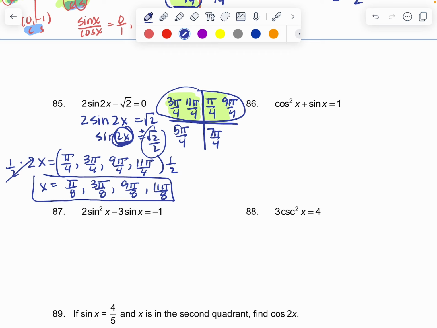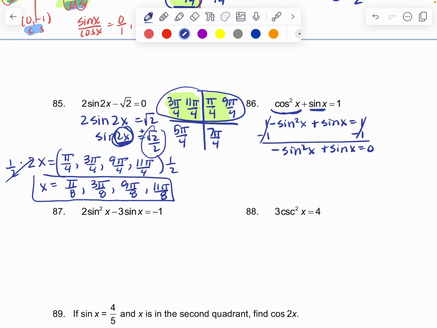All right, number 86, a little bit tricky. I can't factor, right? So I'm kind of stuck. But I do have a cosine squared, which I can turn into a 1 minus sine squared. The reason why I do that is so that I can have all sines in there, so I don't have two different trig functions. So let's go ahead and do that. And then look, if I subtract 1 from both sides, cancel, cancel. Now I have negative sine squared x plus sine x equals a big fat 0.